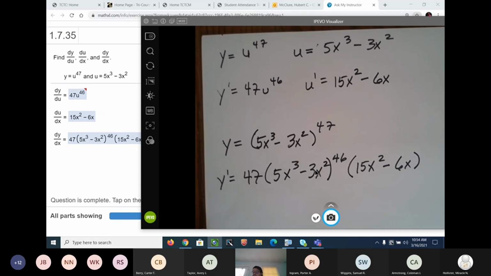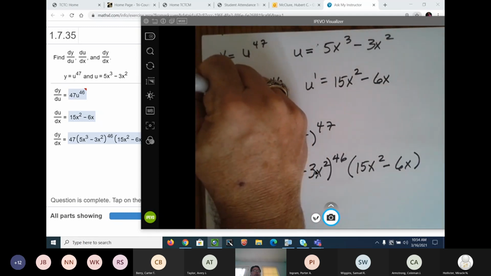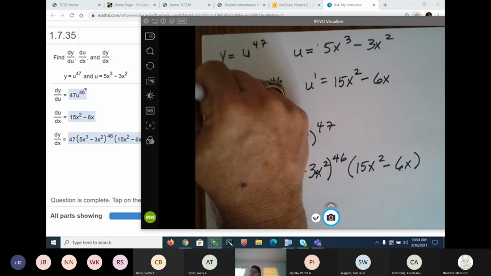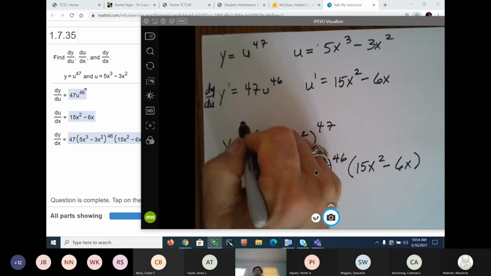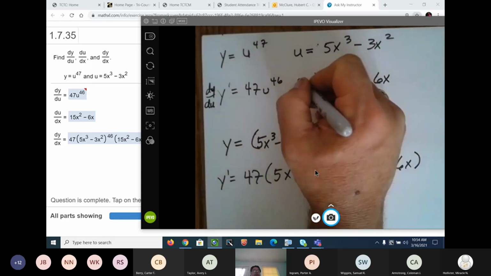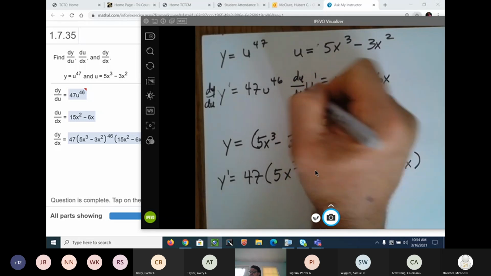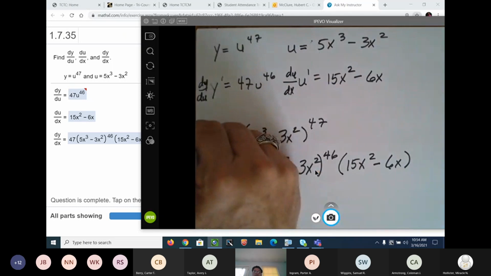Okay, so this right here is du/dy, or it's y prime, 47u to the 46. And then this is du/dx, which is equal to 15x squared. And then here is dy/dx.